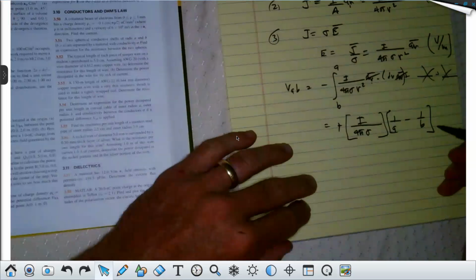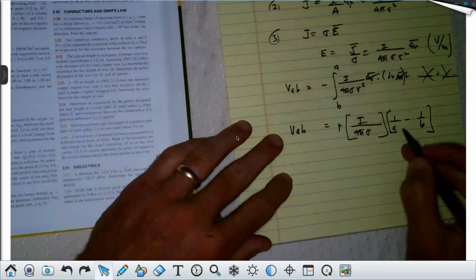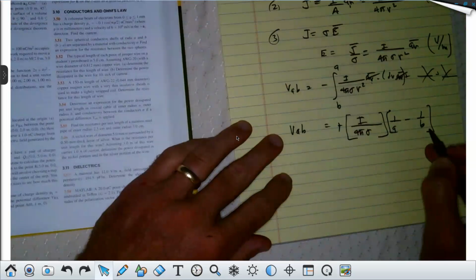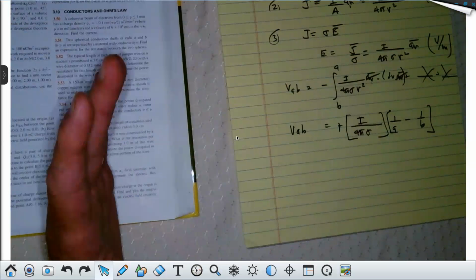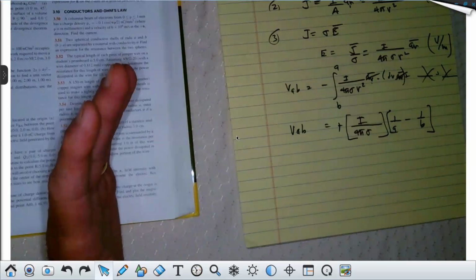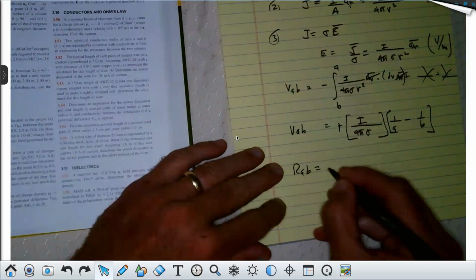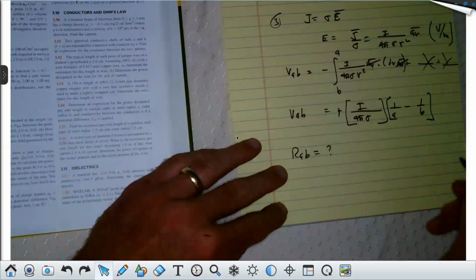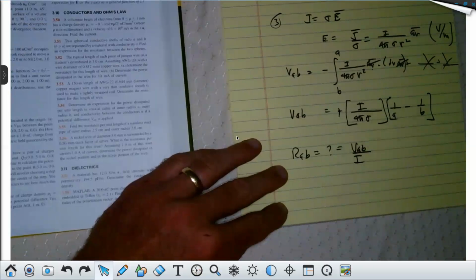Now that's the voltage, VAB. If you had 1 over B minus 1 over A, it would end up being negative. You don't worry about it. Just take the magnitude of this voltage. That's the only thing you care about, the difference in voltage between the inner and outer conductor. Understand, class? Now, once you have that, what's the resistance going to be between A and B? Well, resistance is always VAB over the current causing it, isn't it? Are you with me, everyone?